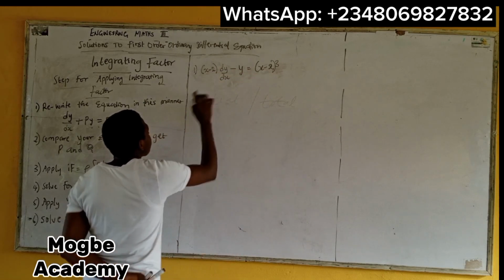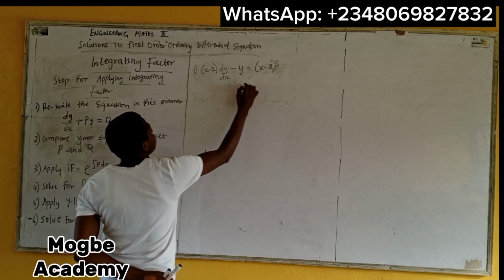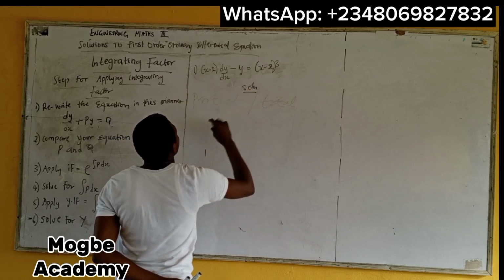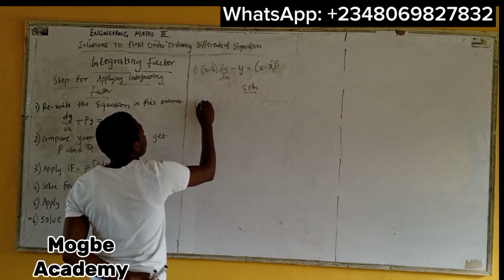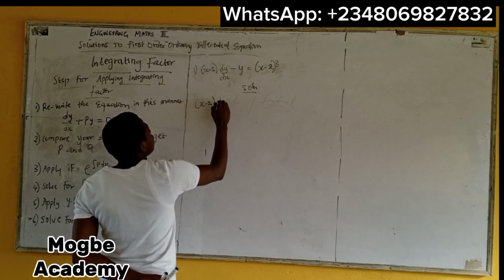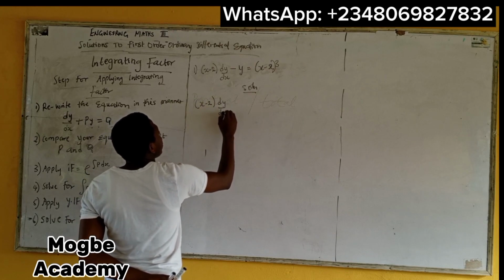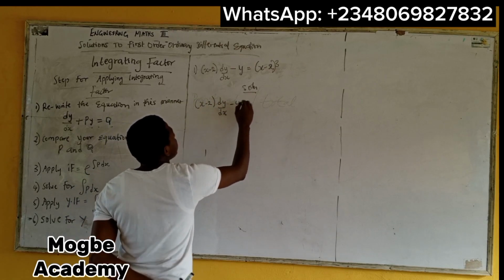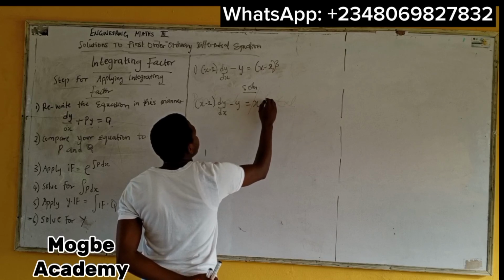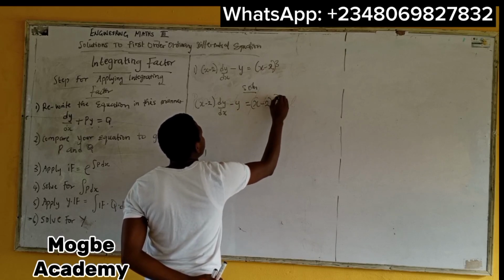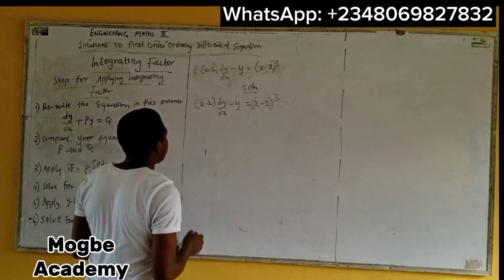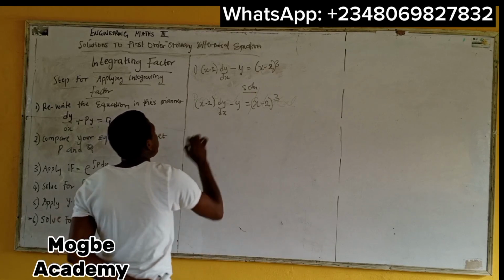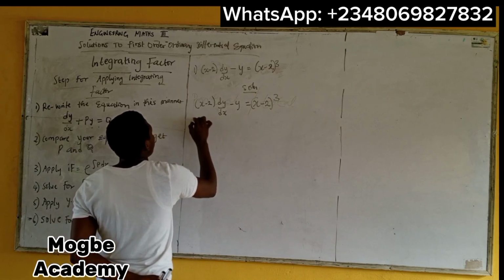Now, to do that, the first thing in your solution is to divide both sides. Divide through by x minus 2. So if you have (x minus 2) dy over dx minus y equals (x minus 2) raised to the power of 3, the first thing you do is make your dy dx stand alone. Making dy dx stand alone, you are dividing through by what?